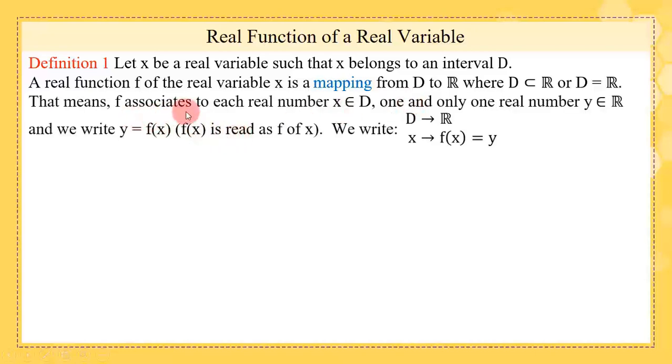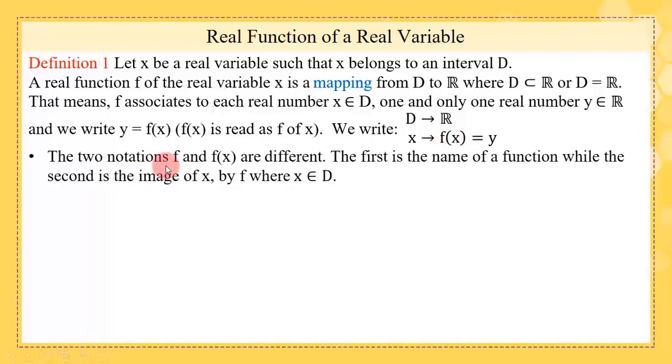That means f associates to each real number x belonging to D one and only one real number y belonging to R. We write y equals f of x, we read it f of x. We write from D to R, for every x, we get f of x equals y. The two notations f and f of x are different. The first is the name of a function, while the second is the image of x by f, where x belongs to D. The set D is called the domain of definition of f.